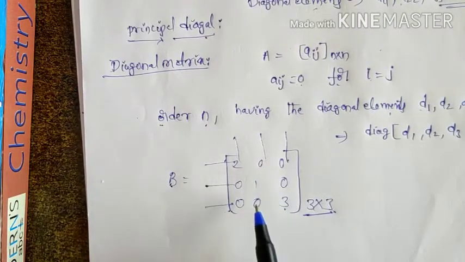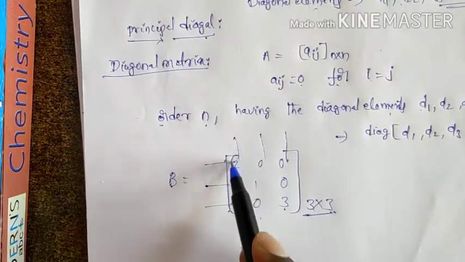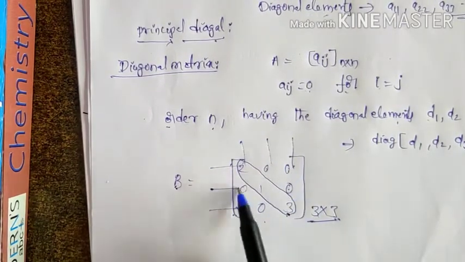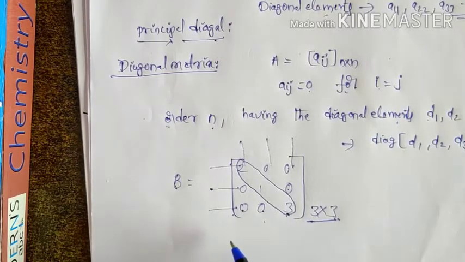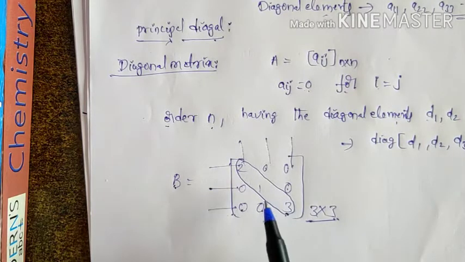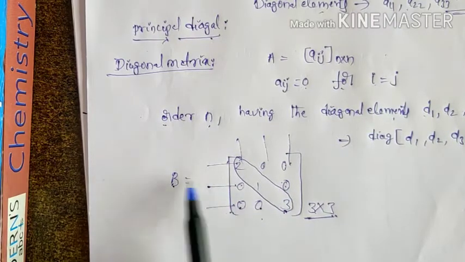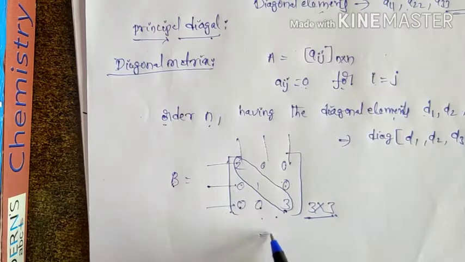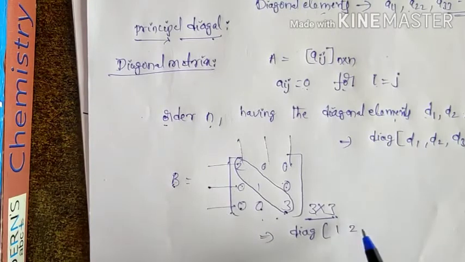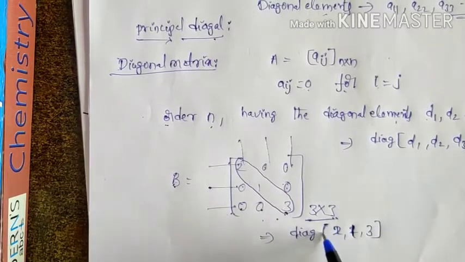Now check the diagonal matrix or not. All the non-diagonal elements are 0. So these are called diagonal elements here. 2, 1, 3, these are diagonal elements. Remaining these are non-diagonal elements. So the definition of the diagonal matrix is, a square matrix is said to be a diagonal matrix if all the non-diagonal elements are 0. Then it is a diagonal matrix. So this is a diagonal matrix. Generally we can denote the diagonal elements like this: diag of 2, 1, 3 we can denote like this. Clear?